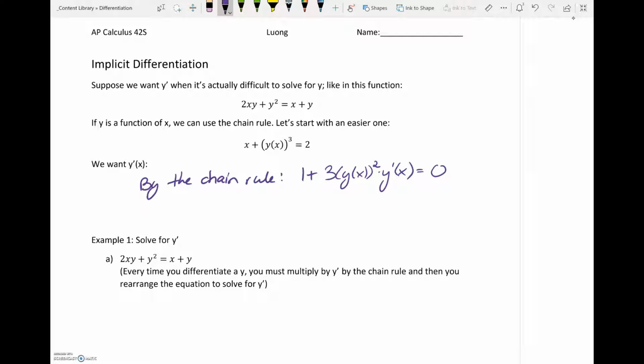Now to solve for y prime of x, we're just going to do some rearranging. I'm going to subtract 1 on both sides, and then divide both sides by 3 y of x squared. And then that is our answer. That is y prime of x.